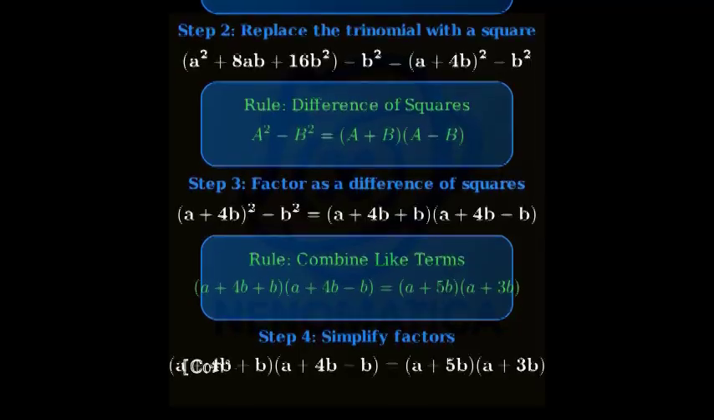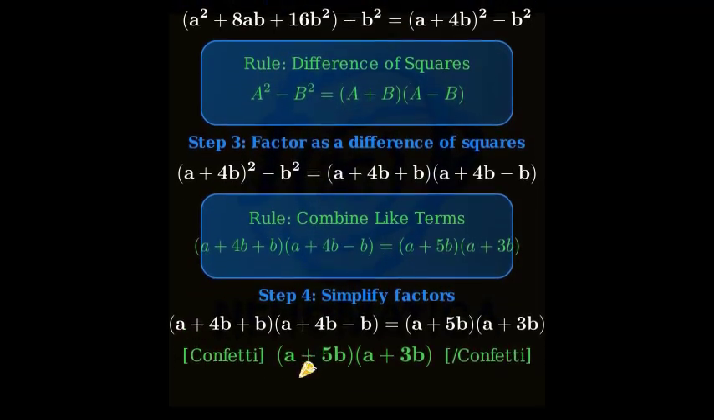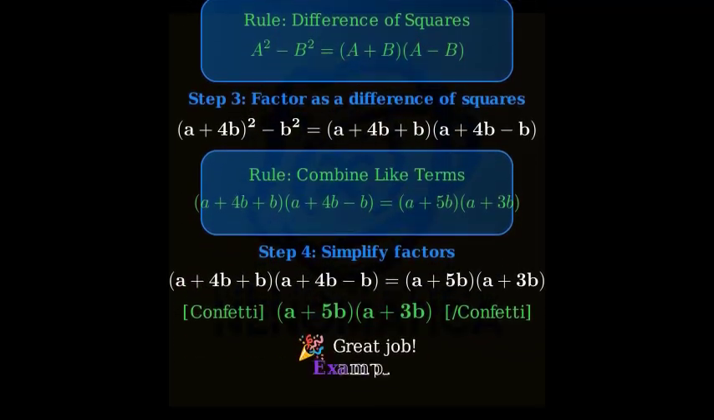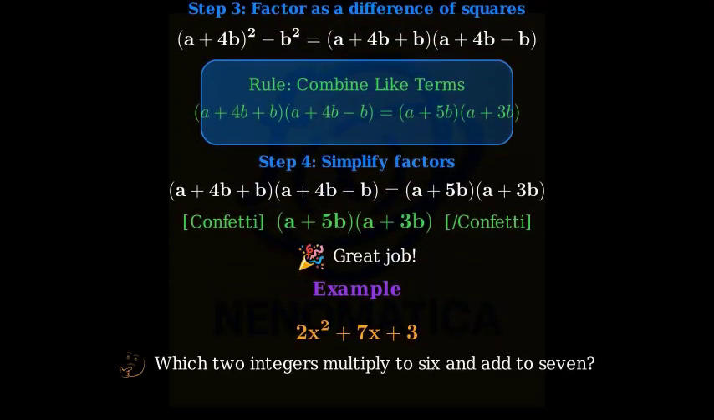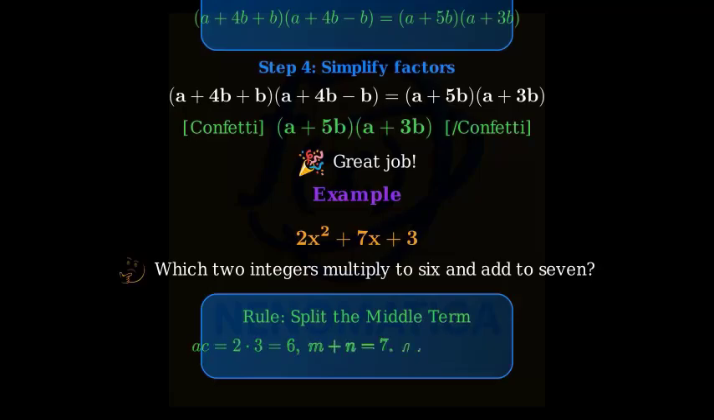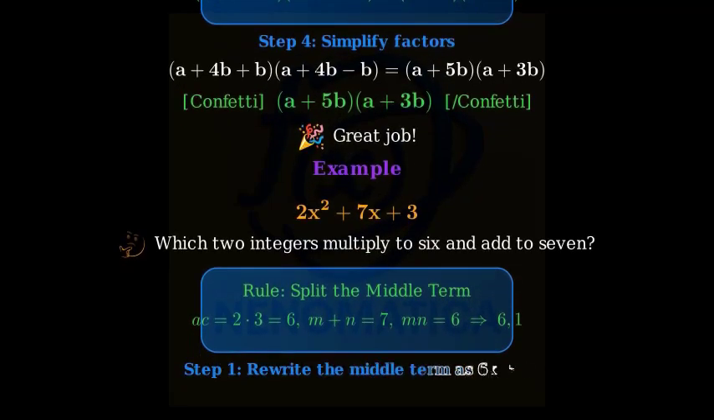Second example. We now factor 2x squared plus 7x plus 3, again following the exact process shown in the image. Split the middle term and factor by grouping. Step 1. Use the split the middle term method. We choose 6 and 1 since they multiply to 2 times 3, which is 6, and add to 7.